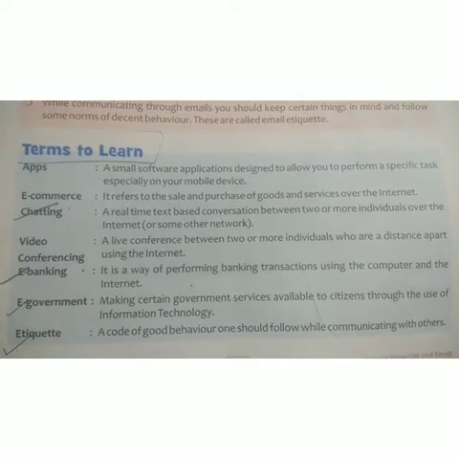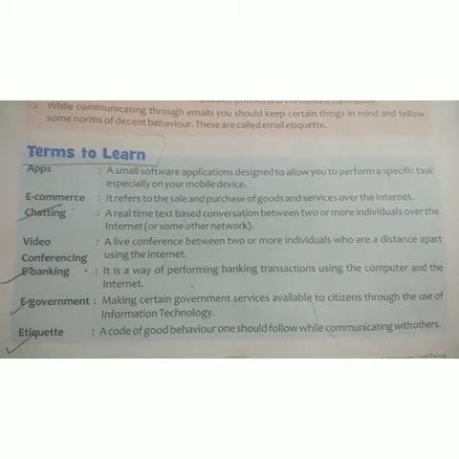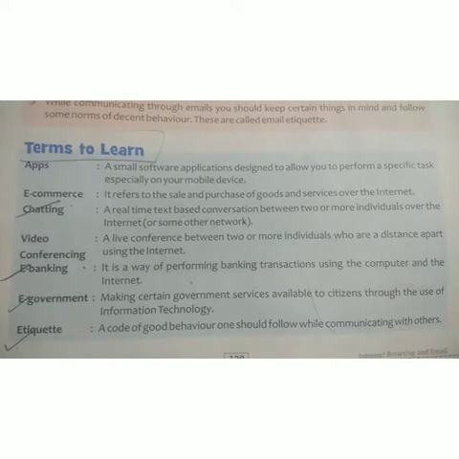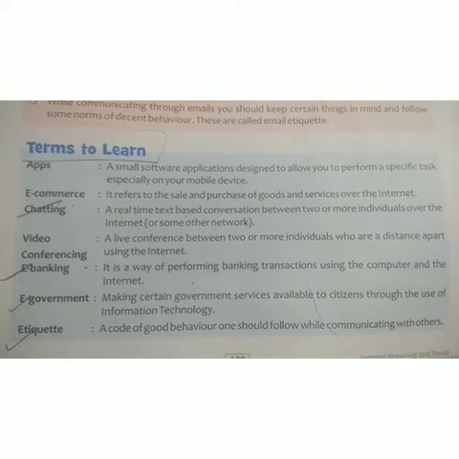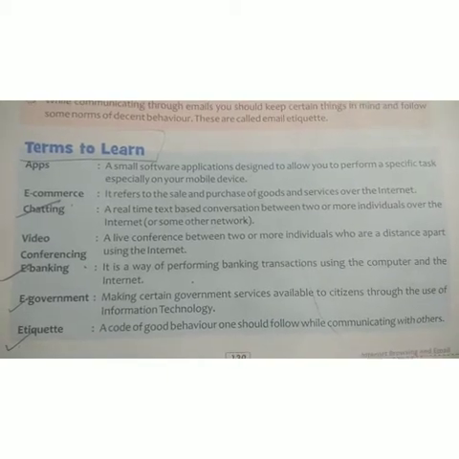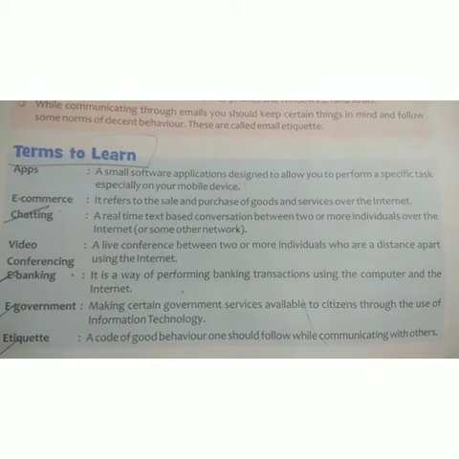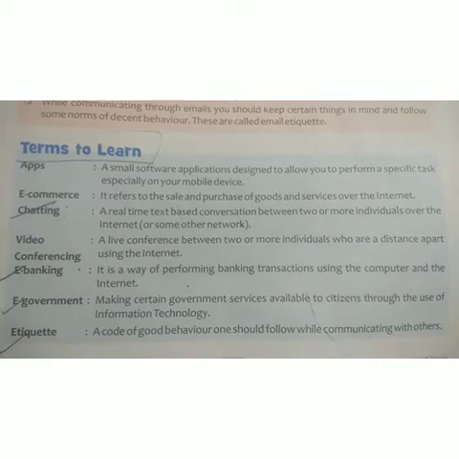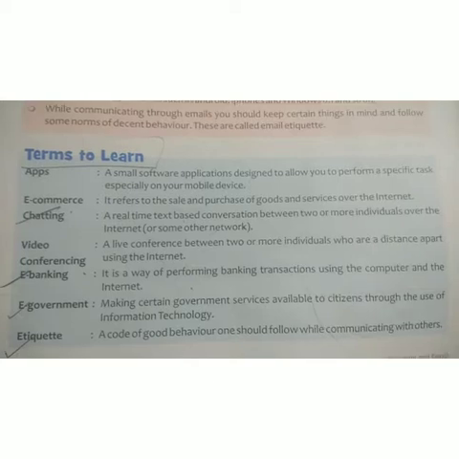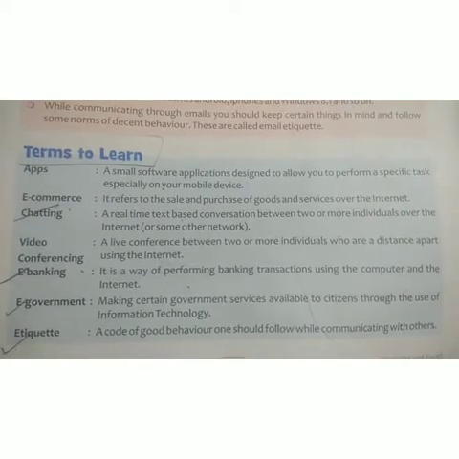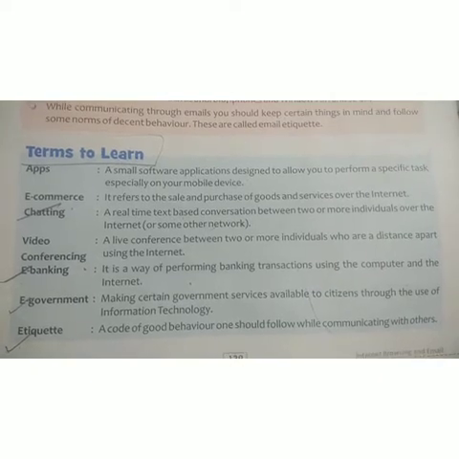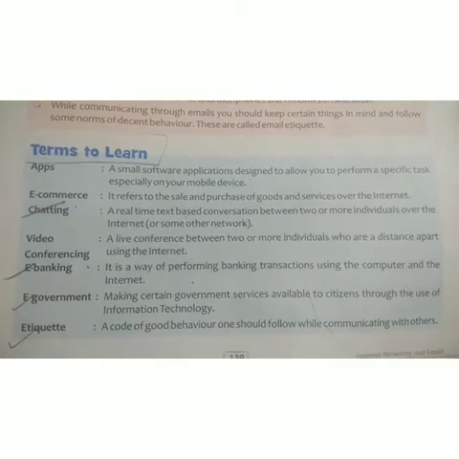Video conferencing is a live conference between two or more individuals who are distant apart using the internet. Then e-banking is a way of performing banking related transactions using the computer and the internet. E-government means making certain government services available to citizens through the use of information technology. Last definition, etiquette, a code of good behavior one should follow while communicating with others. So all are terms to learn points. Students, just read out and learn. Let's recall the part and terms to learn.